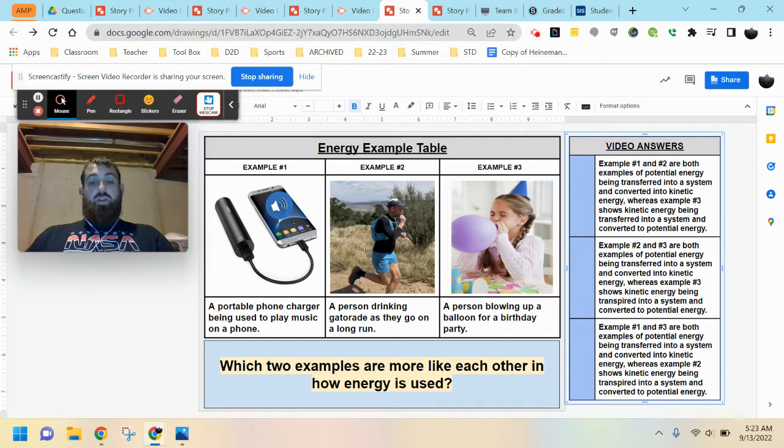The question we're looking to answer is which 2 examples are more like each other in how energy is being used. Let's take a look at our answers.